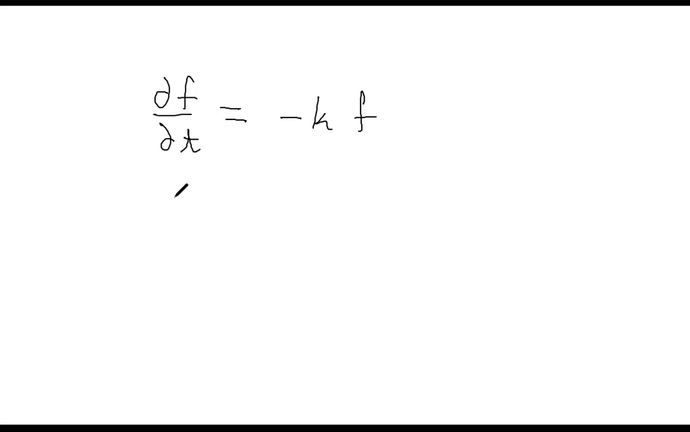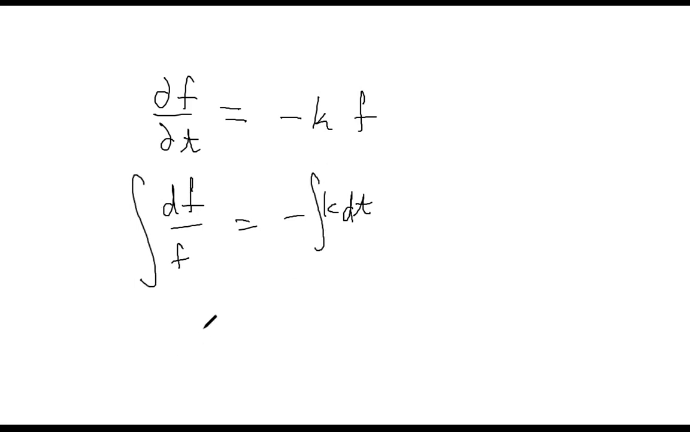Okay. So to solve this, what I'm going to do is basically rearrange this and pretend that differentials are fractions. I'm going to write this as df over f equals minus k dt. And then I'm going to integrate it on both sides. And I'm going to get log f equals minus k t up to some integrating constant.